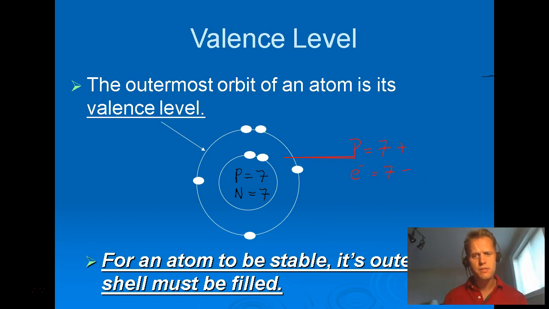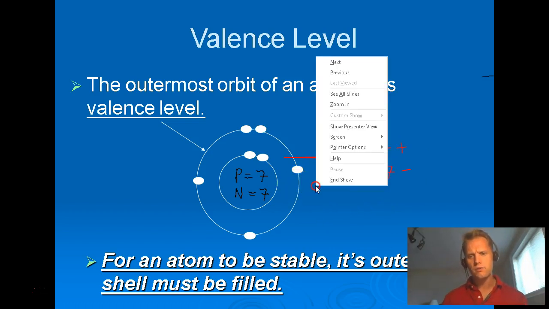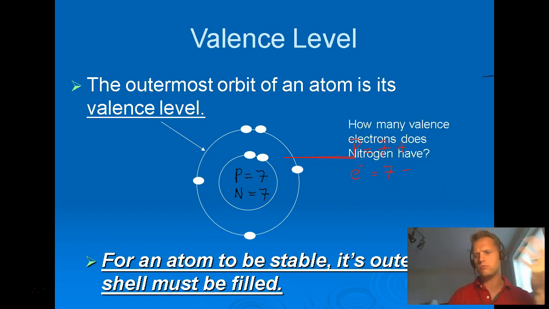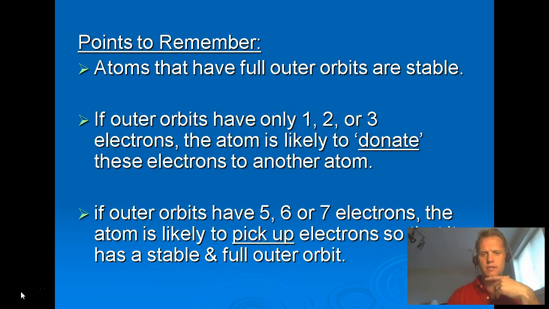But it's not stable. To become stable, it has to have a full shell. So what is it going to do to get a full shell? Is it going to lose or gain electrons in the outermost level? If it has more than 4, it's going to gain electrons. If it has less than 4, it's going to lose electrons. So if you have 1, 2, or 3 electrons, you lose or donate them. If you have more than 4, you're going to gain electrons.